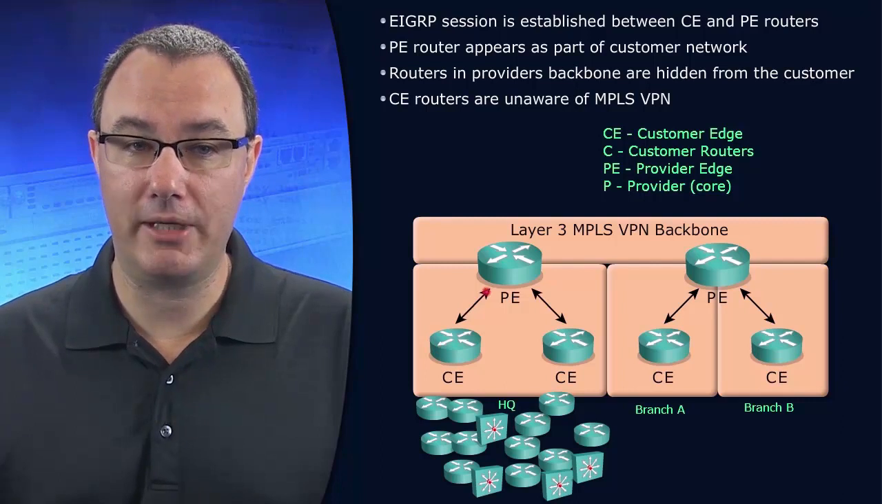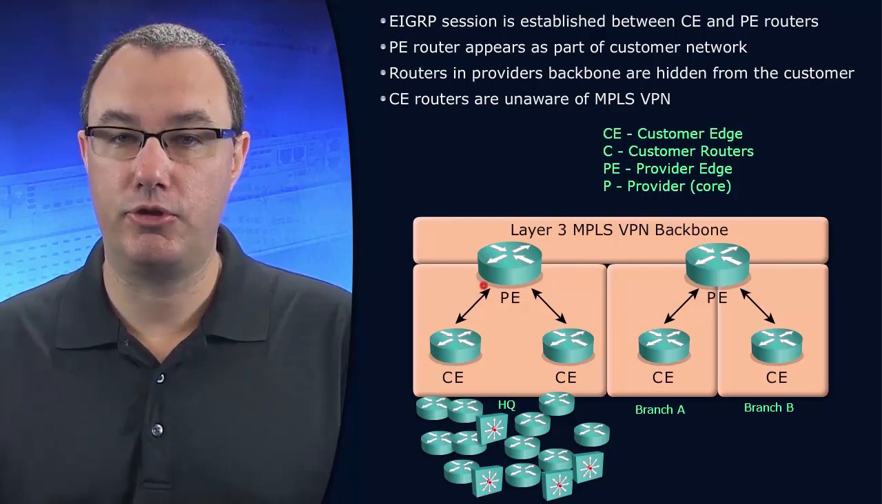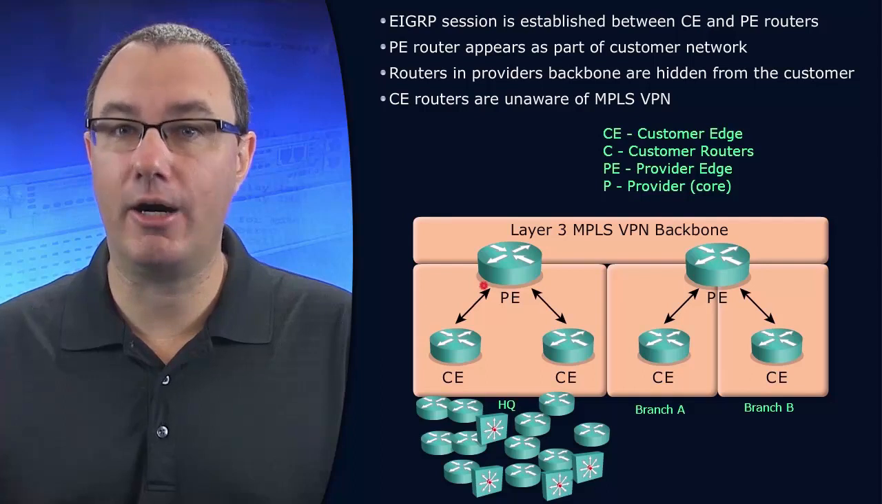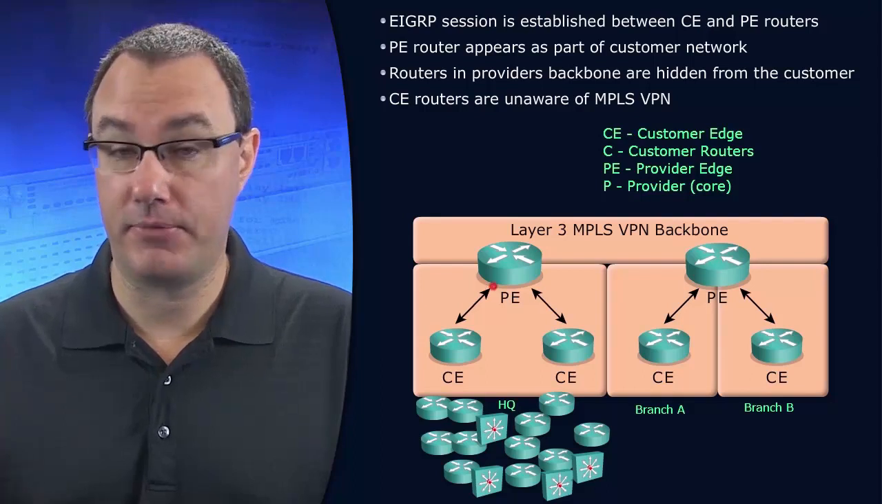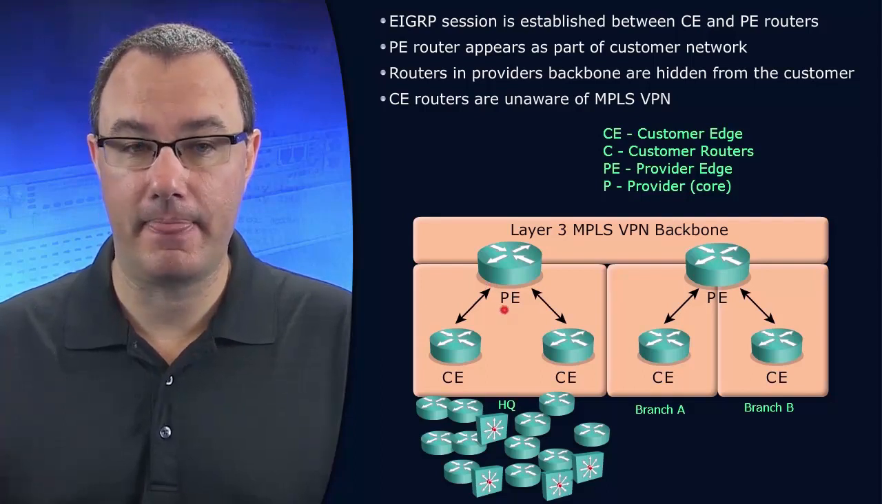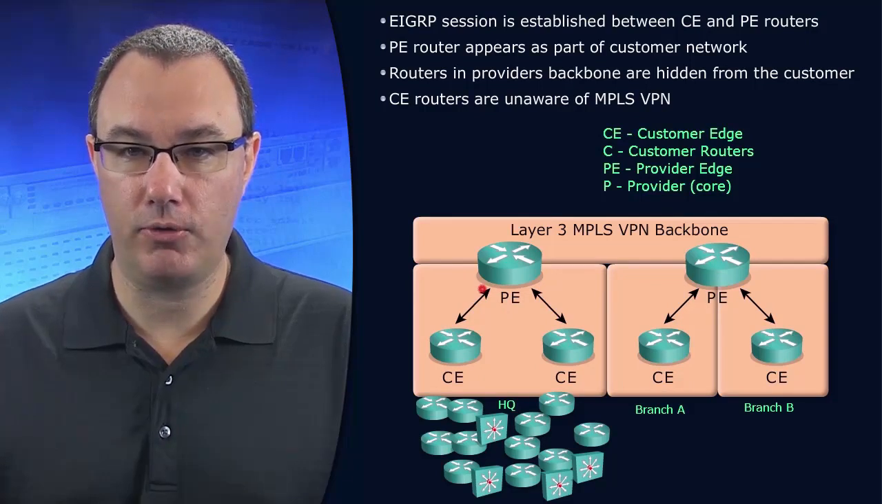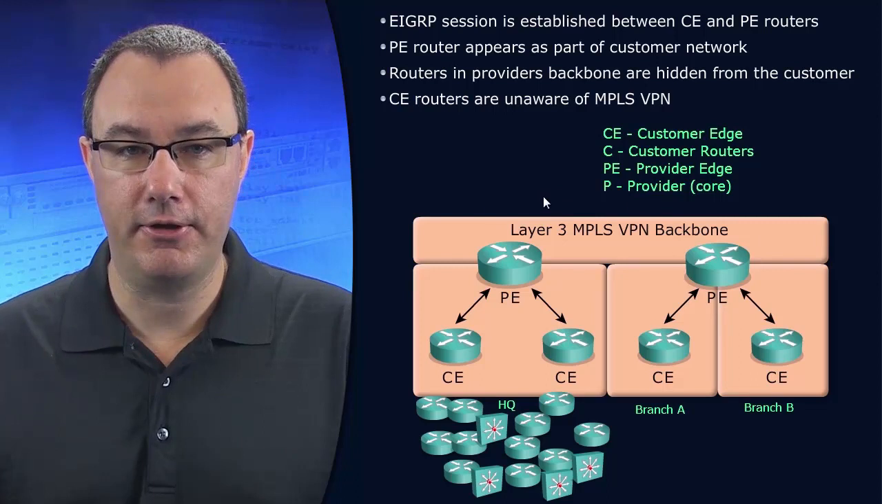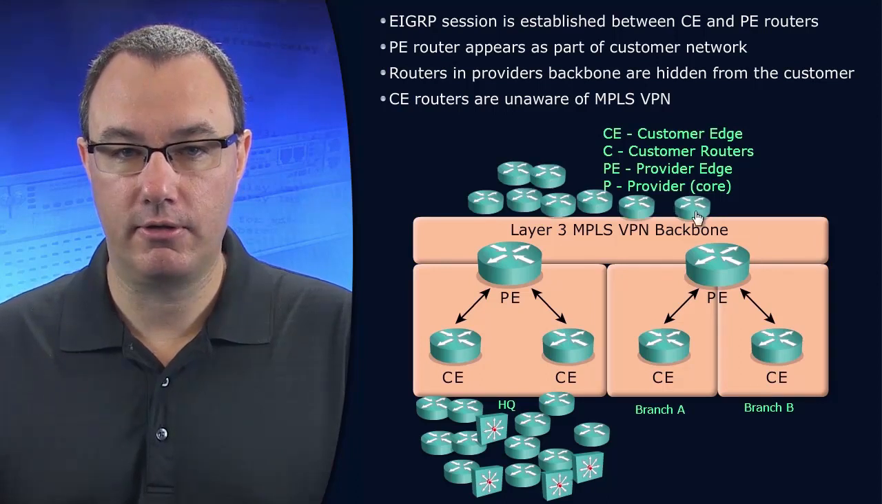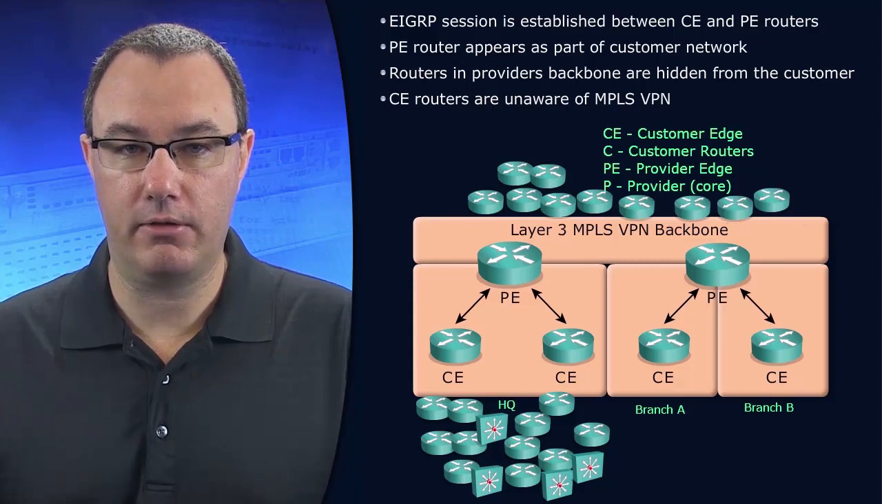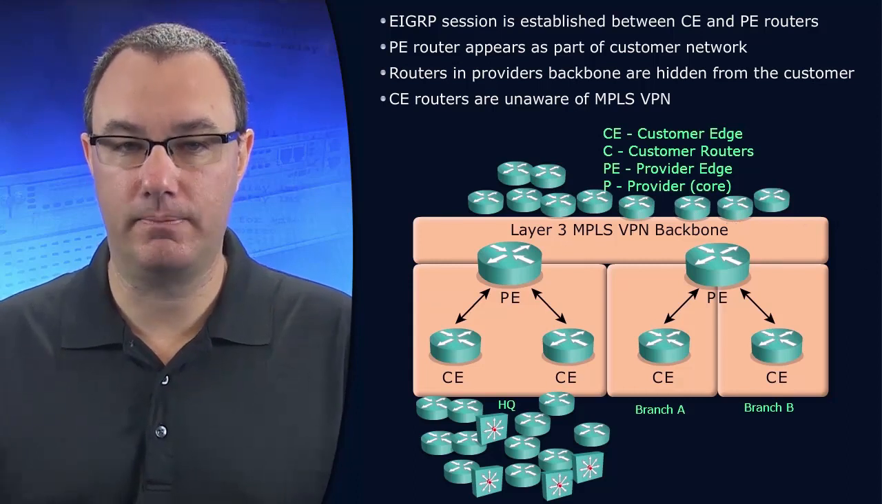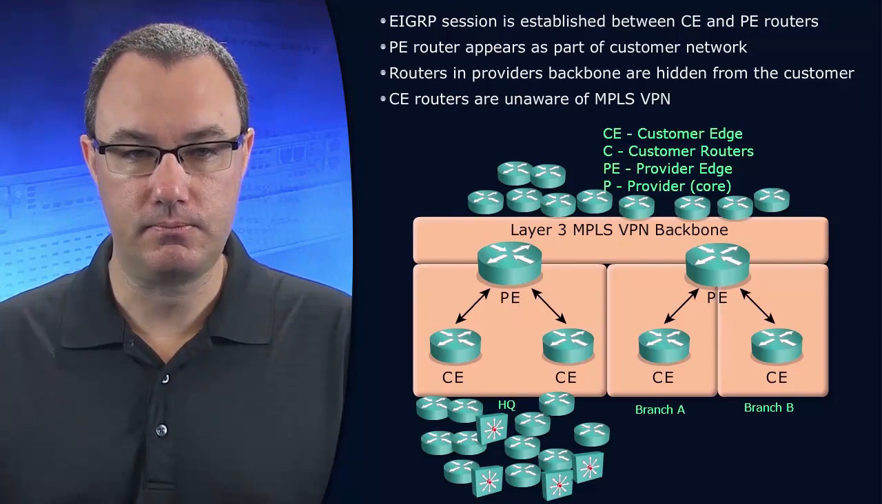However, we form an EIGRP neighborship to the provider edge. These are not our routers, the provider edge routers. They're the provider routers, hence the P. So we form an EIGRP neighborship. But what we don't see are the P routers. They've got their cloud of P routers all through their network. That's their core. We don't see those when we're looking at EIGRP.